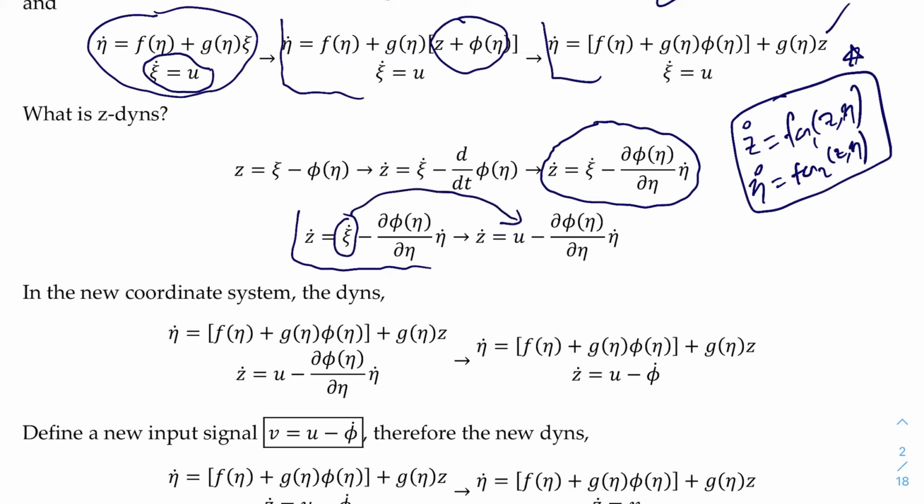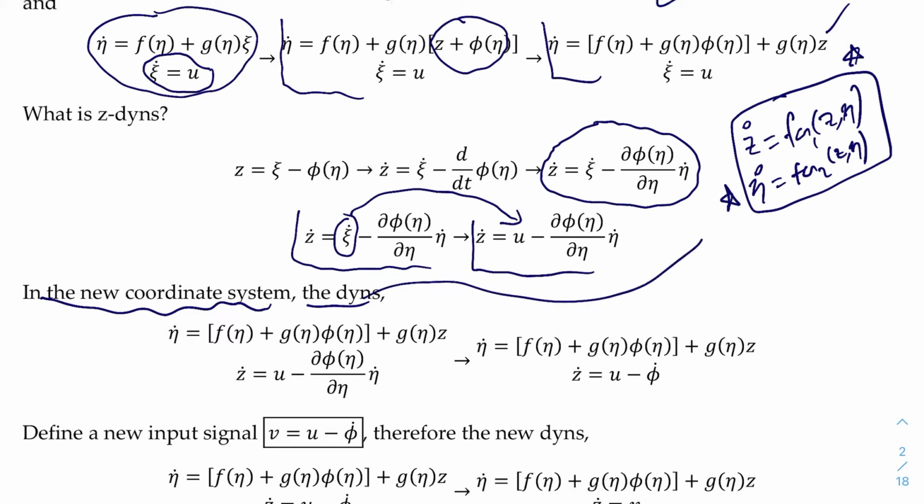But by using our first problem, we know what xi dot is. Just write u, just substitute u for xi dot. Now, in the new coordinate system, when we say the dynamics, we are saying this: z dot equals something, and eta dot equals something. So here we just found that, right?